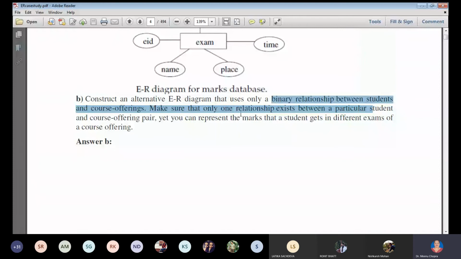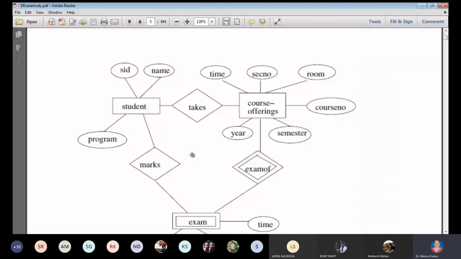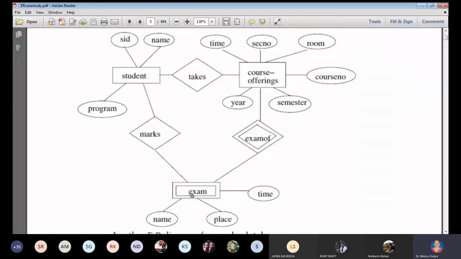Make sure that one relationship exists between a particular student and a course offering, yet you can represent the marks the students get in different course offering. So you can have the different representation in the form of binary. Fine, for example, exams. Now exams, student can have the marks. Fine, an exam. Fine, now exam can be a weak entity.